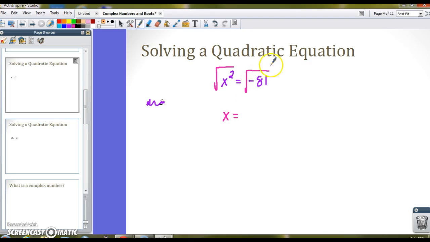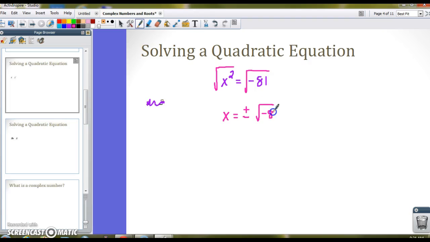Because I put in this square root symbol in order to solve it, remember the square root wasn't in my original problem, but because I put it in there in order to solve it, I have to account for the fact that x can be positive or x can be negative. So I have to make sure I put in that plus or minus. Okay? And now I'm going to go ahead and solve this.